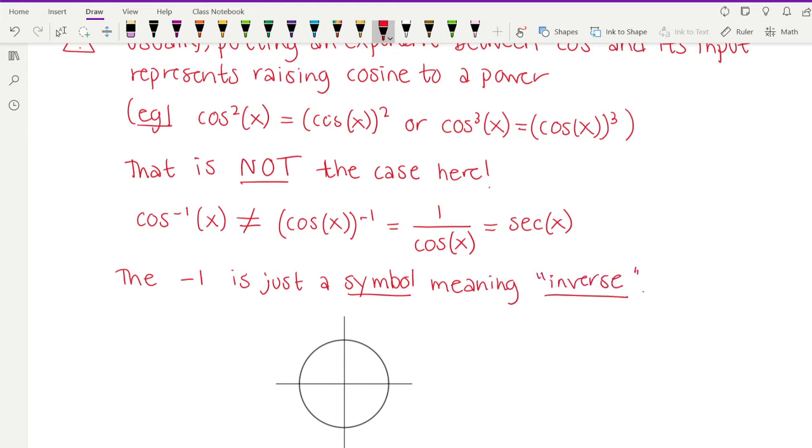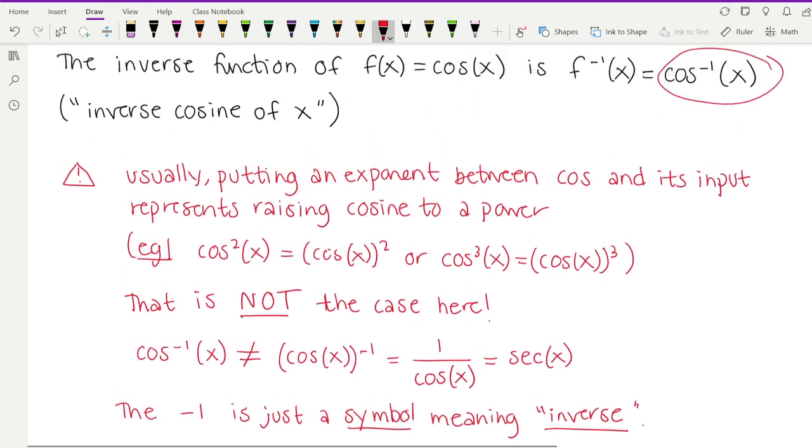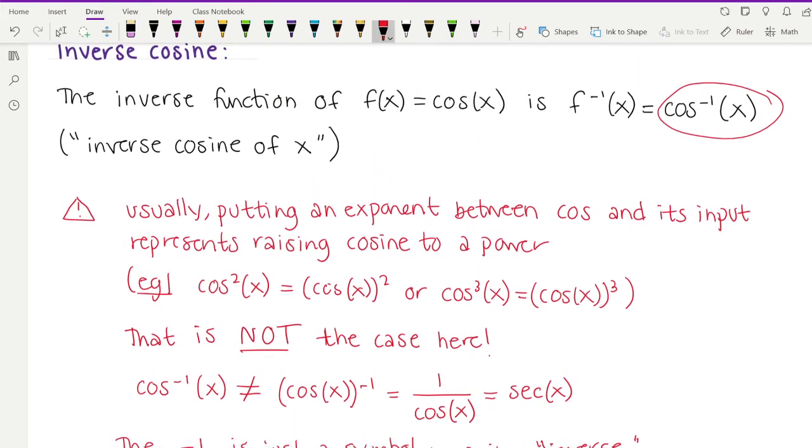So hopefully this doesn't make things feel more confusing, but all I'm saying here is basically usually when we see a little number up here, it means you're raising cosine to a power. In this case, when it's a negative 1, it does not mean that. It just means inverse. And inverse does not mean 1 over.